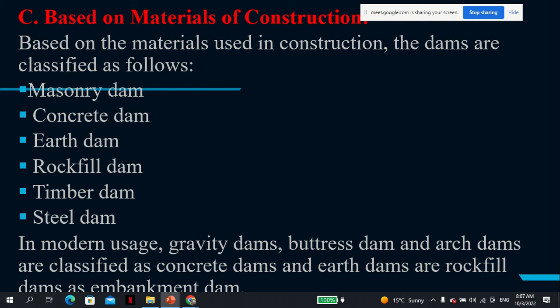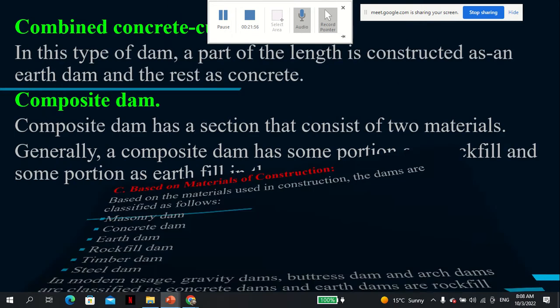So, in modern usage, gravity dams, buttress dams, and arch dams are classified as concrete dams. And earth dams and rock fill dams as well. Actually, the most common types of dams are concrete dam, earth dam, and rockfill dam. Earth dam, because it's made of just soil, may not impound a lot of water. So the height that an earth dam can go is not much, based on that limitation.